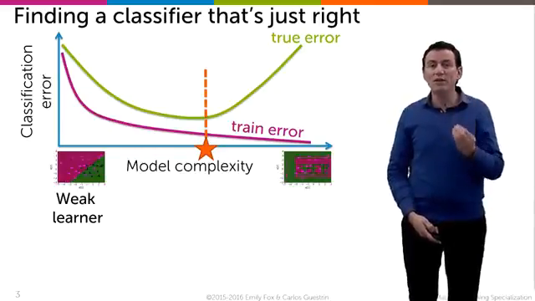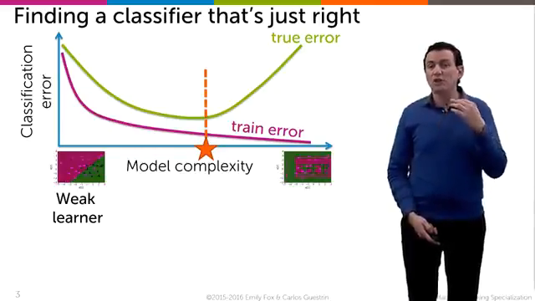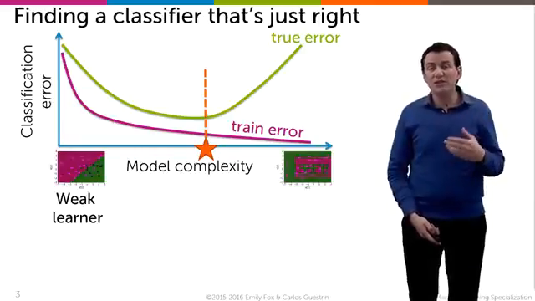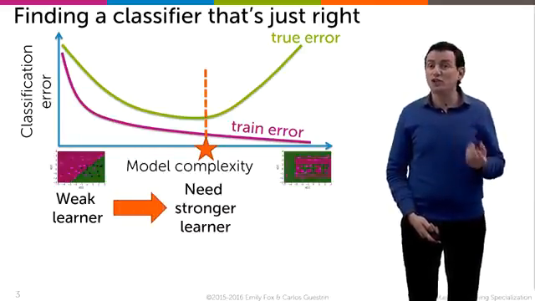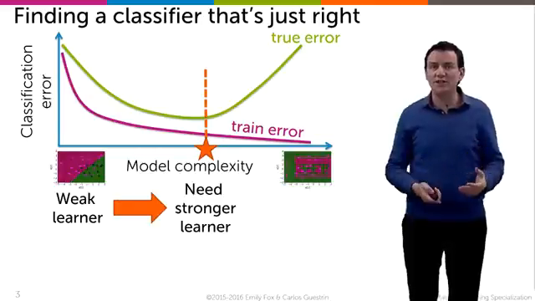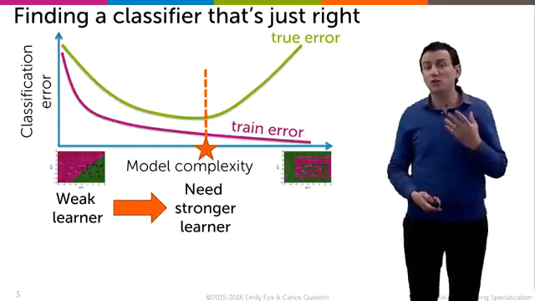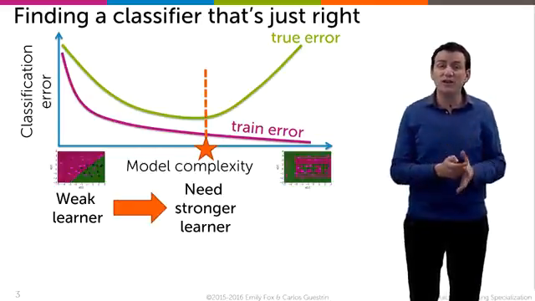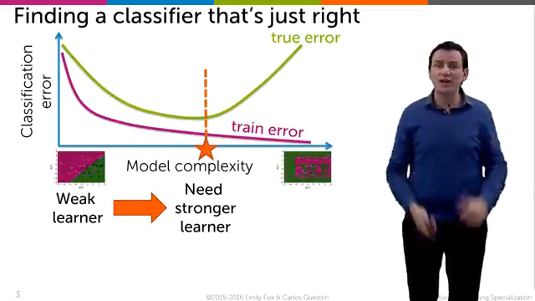Now, we know that weak classifiers are great because they have low variance, but we need something that's a little stronger in order to get good quality, low test error. And the fundamental question is, how do we do that? How do we go from a weak classifier to something that has lower error?